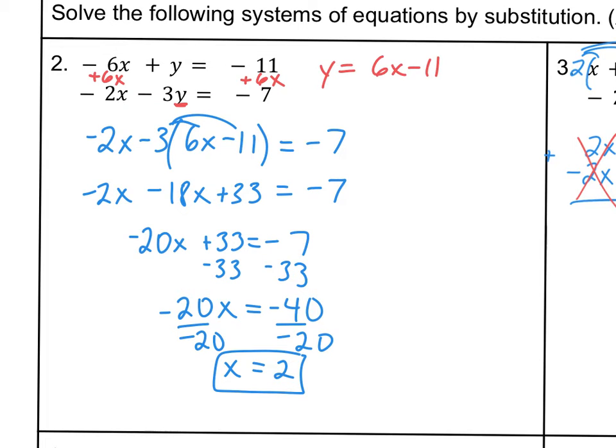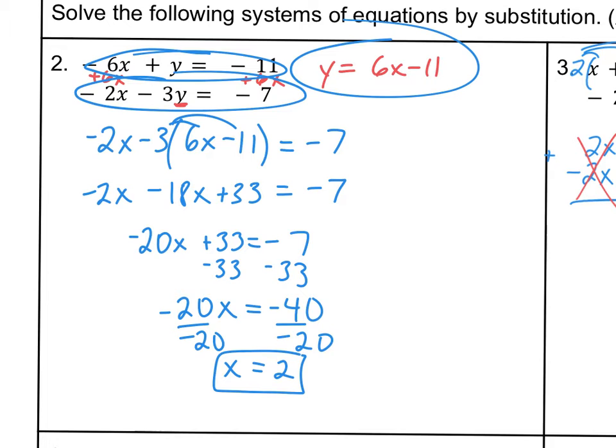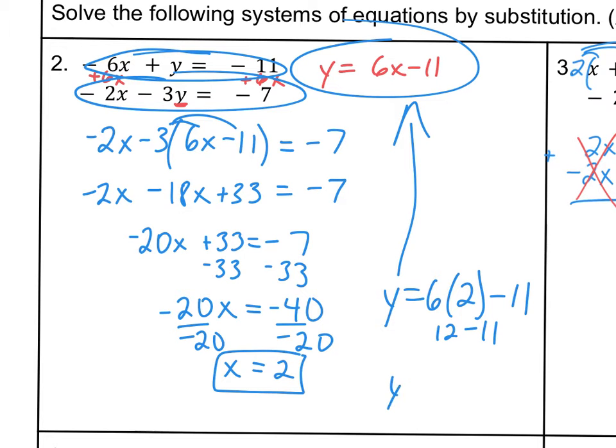Yeah, you can go back and you can take that too. You could plug it into this, you could plug it into this, or plug it into your simplified one. That's a little bit easier. So I'm going to choose to plug it into this one. So it's just going to be y is 6 times 2 minus 11. So 12 minus 11 is just going to be y equals 1. Y equals 1.